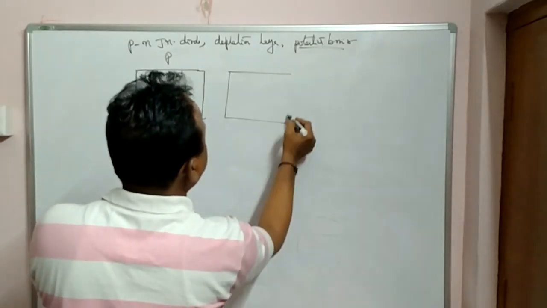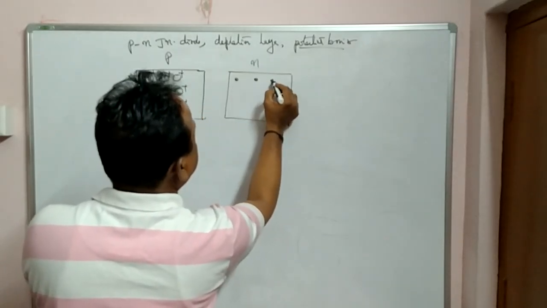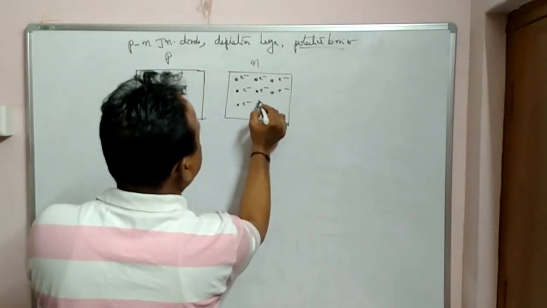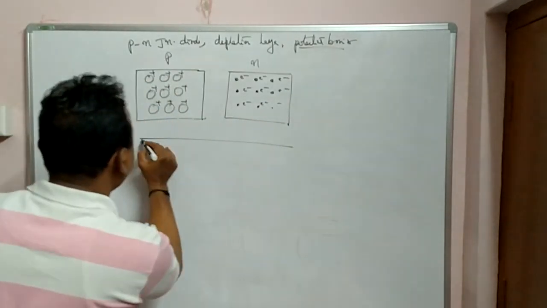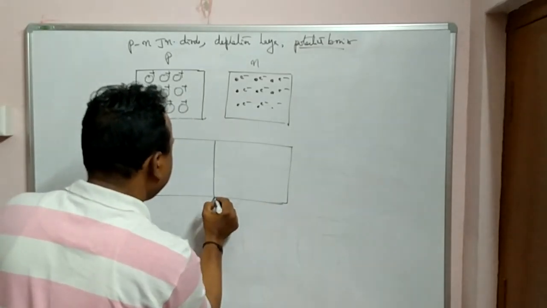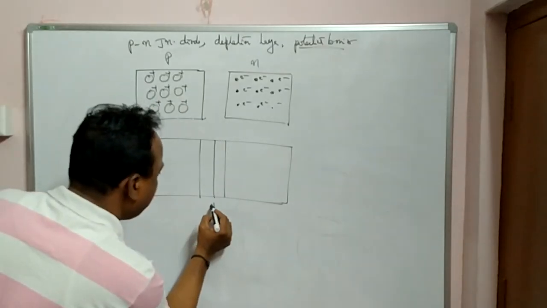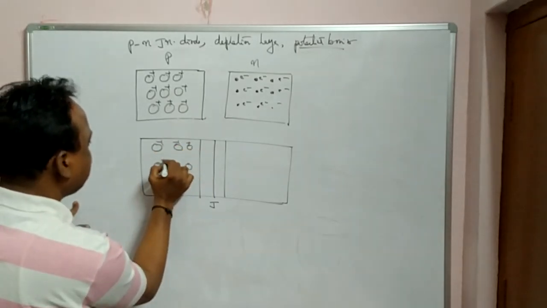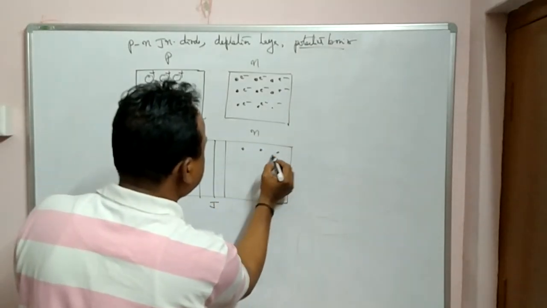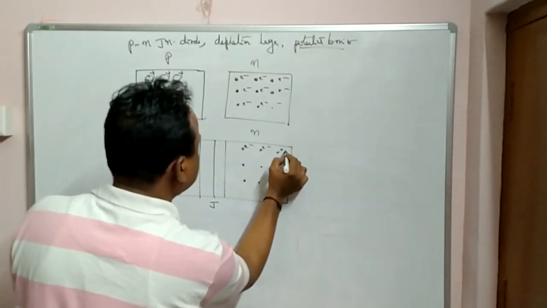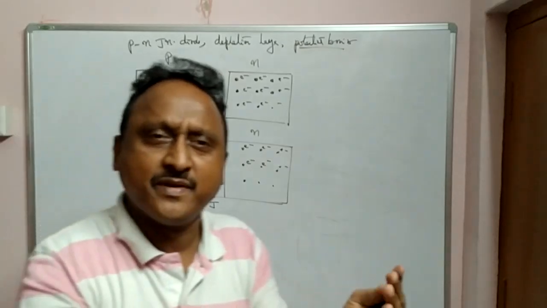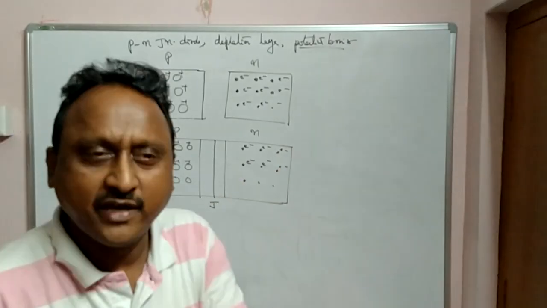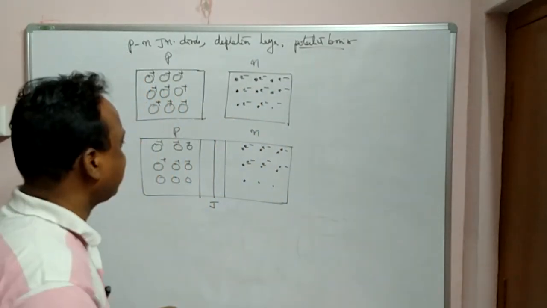So here in N type, what are the majority? Electrons, negative charge. So when both are joined together, please make a note here: one junction is formed. This is P type, positive charge, and this is N type, electrons, negative charge. When both are joined, some electrons will jump into P type, and some P type holes will jump into N type. They will get neutralized and exchange the charges.